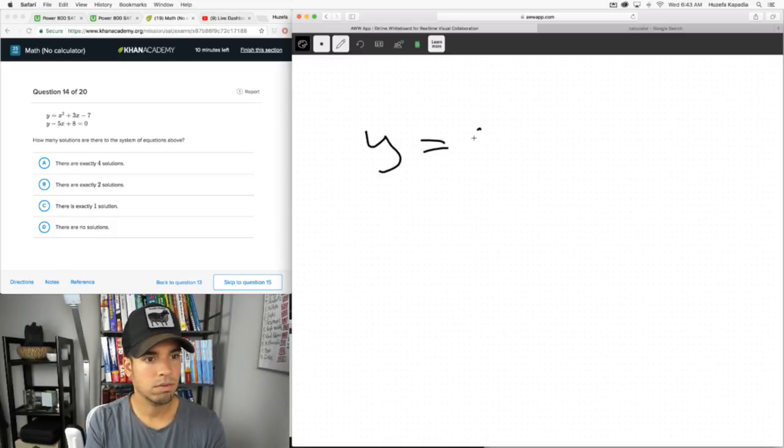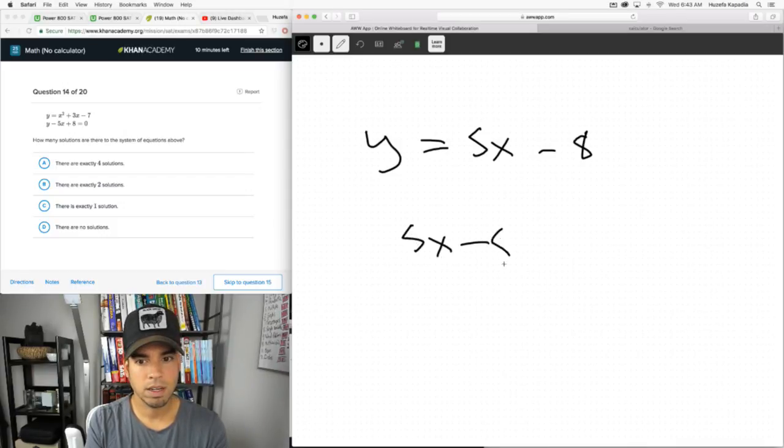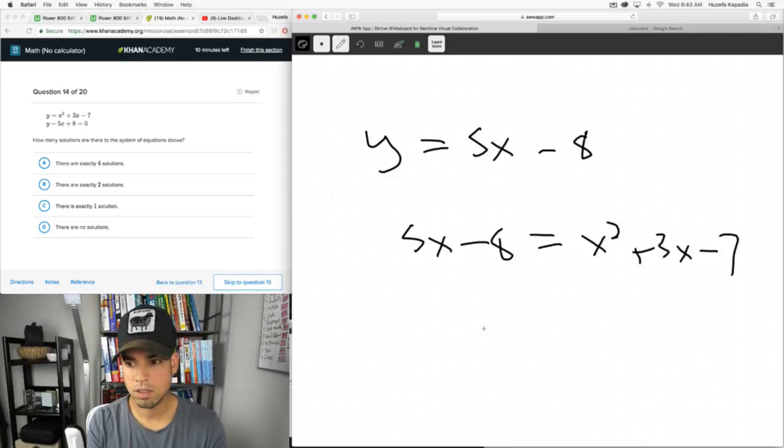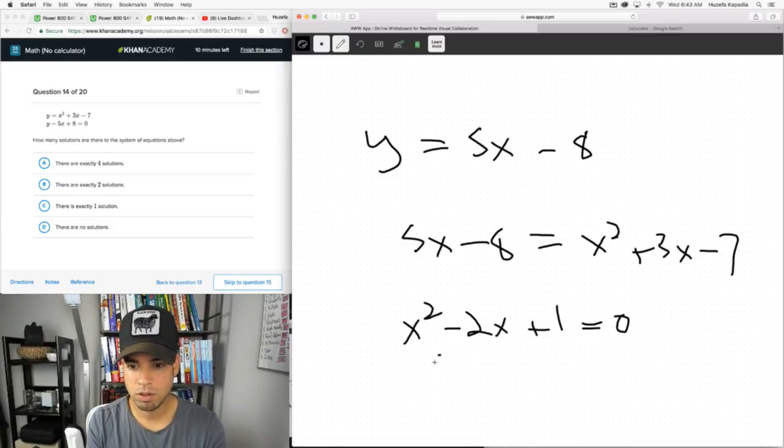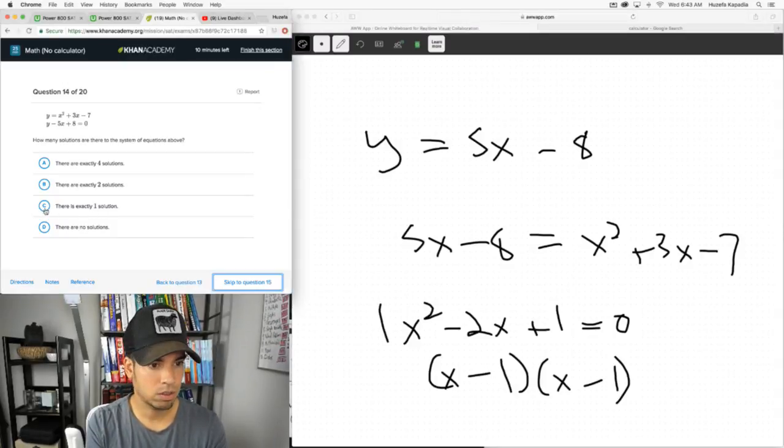So y equals 5x minus 8. Oh, wait, we can set them equal to each other. Duh. All right. So 5x minus 8 equals x squared plus 3x minus 7. I'm subtracting 5x, minus 2x, adding 8 plus 1 equals 0. X minus 1 is 1. It's just 1. Exactly one solution.